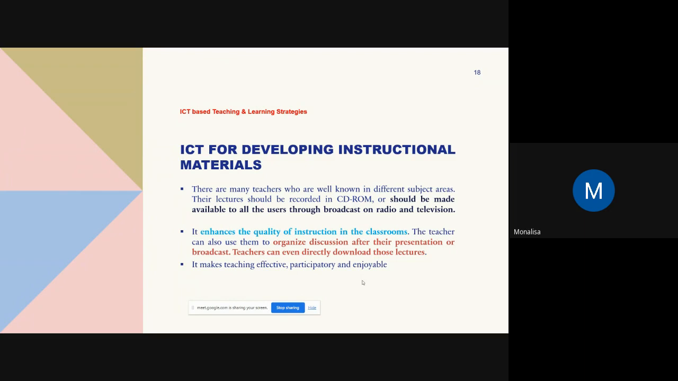These lectures should be recorded in electronic gadgets and made available to all users through broadcast on television, on various YouTube channels, in various websites, etc. So it enhances the quality of instruction in the classroom. The teacher can also use them to organize discussion after the presentation or broadcast. Teachers can also directly download those lectures. It will make teaching effective, participatory, and enjoyable also.